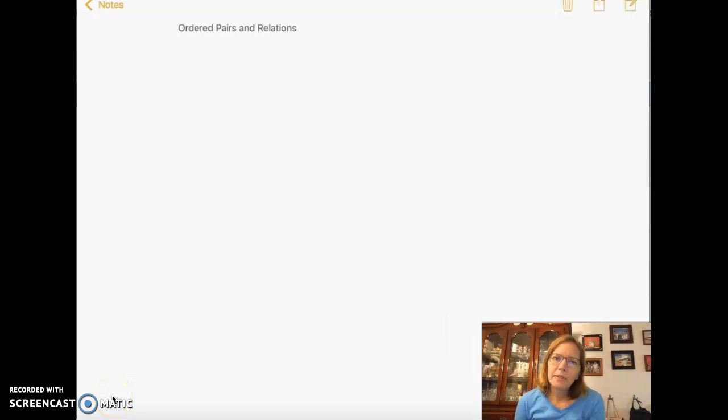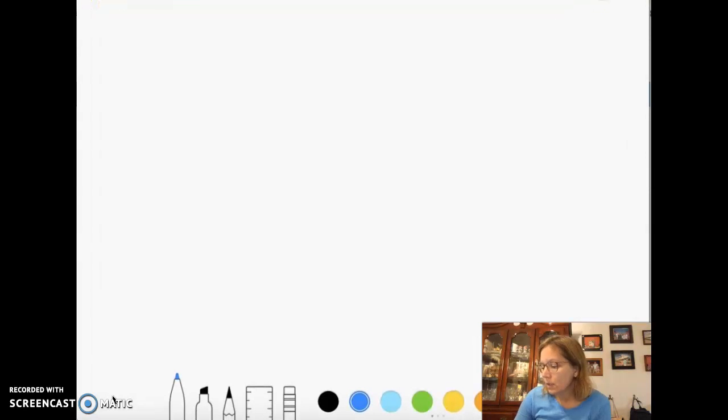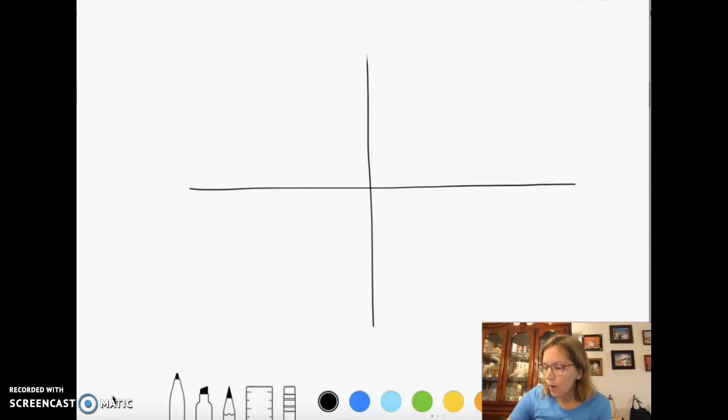Hey guys, today we're going to be talking about ordered pairs and relations. So we're going to be using the coordinate system, and if you remember from last year, the coordinate system is just a graph of the x and y axis. X, y. And remember this point here is called the origin because its coordinates are 0, 0.